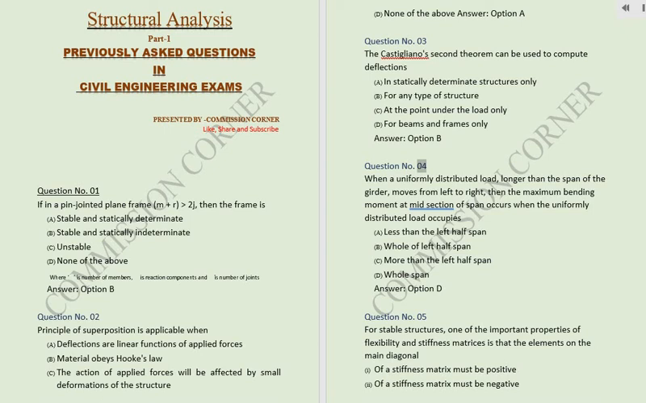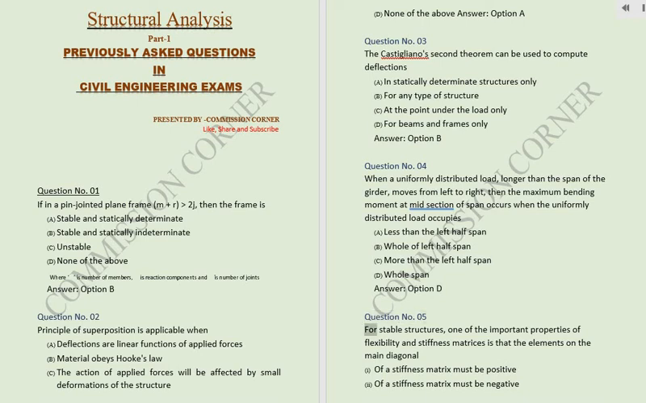Question No. 04. When a uniformly distributed load, longer than the span of the girder, moves from left to right, then the maximum bending moment at midsection of span occurs when the uniformly distributed load occupies: A, less than the left half span; B, whole of left half span; C, more than the left half span; D, whole span. Answer, option D.